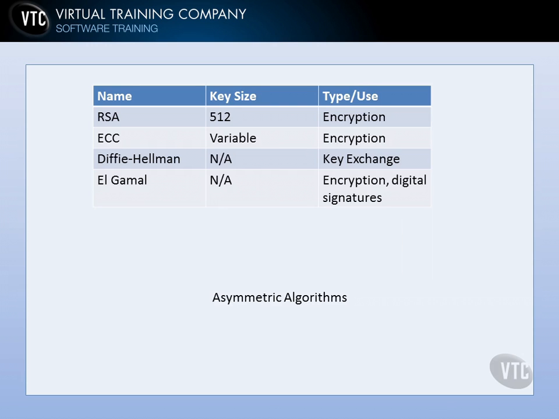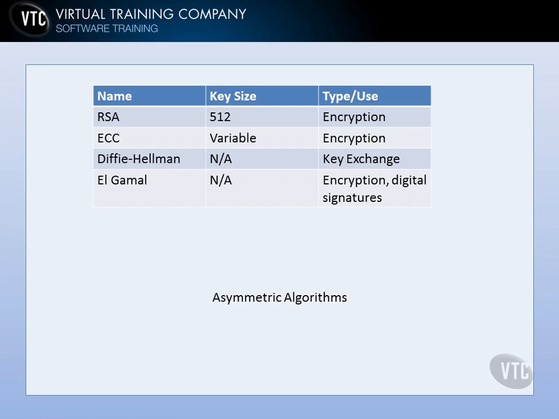Now let's move on to asymmetric algorithms, and there's only a few you really need to worry about for the exam or really in real life. There's RSA, which has a key size of 512 bits, and it's, again, primarily used for encryption. One thing about RSA algorithm, since we're talking asymmetric, that's the main algorithm that's used in public and private key cryptography. So to develop and use a digital certificate and a public and private key pair, we use RSA.